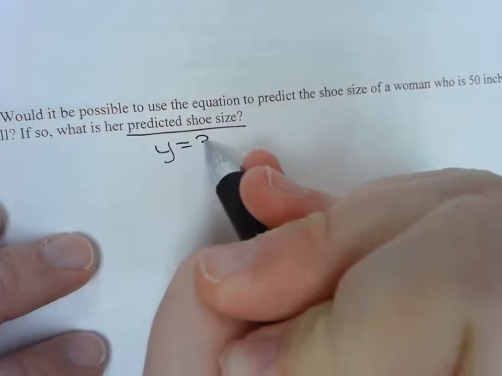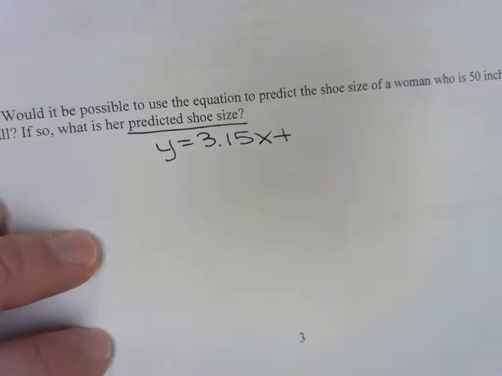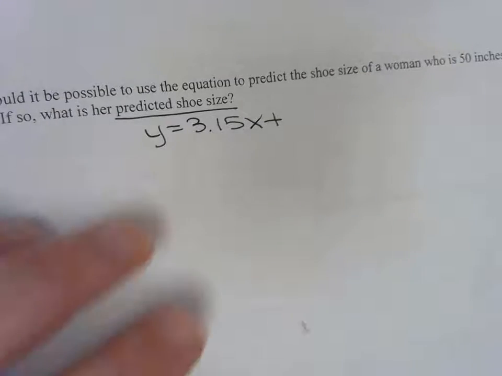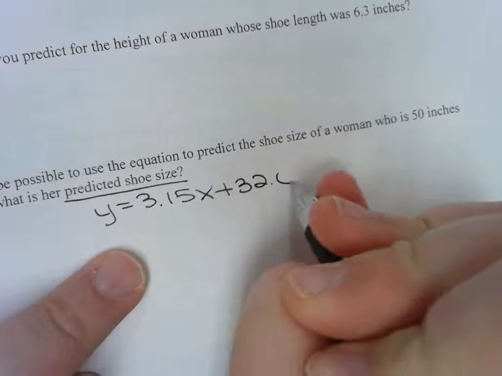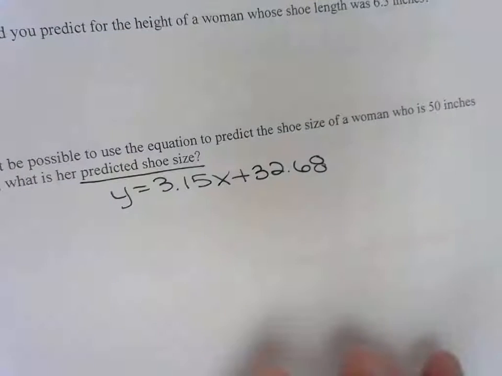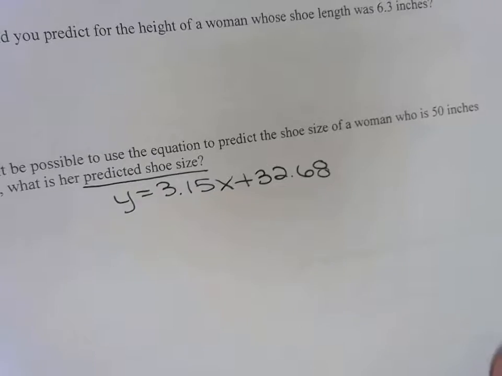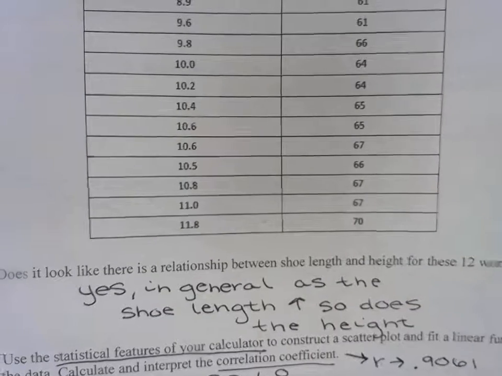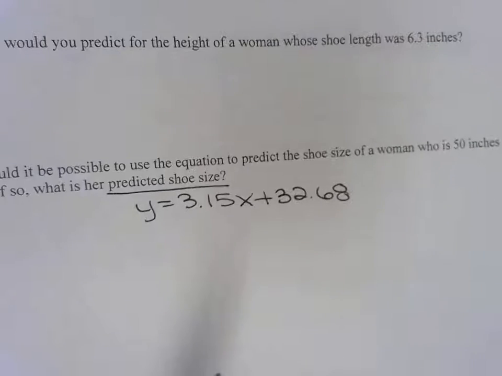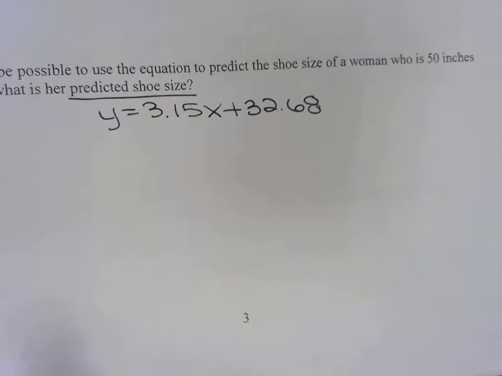X. So if I look at my equation, it's 3.15x plus 32.86. I want to know, would it be possible to use the equation for a woman who is 50 inches? Well, if you look at your table, is 50 inches kind of in the table? No, it's a little lower, but we still may be able to do it. Let's see if it works. Okay, so I want to know the shoe size, so I want to find what variable, x or y?